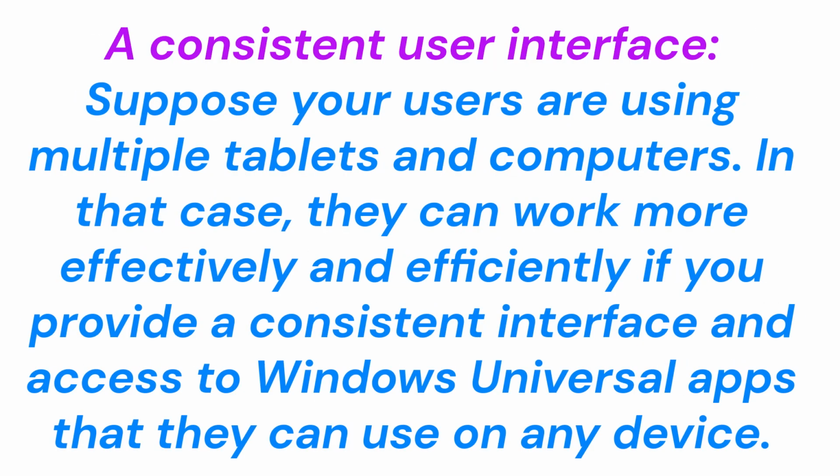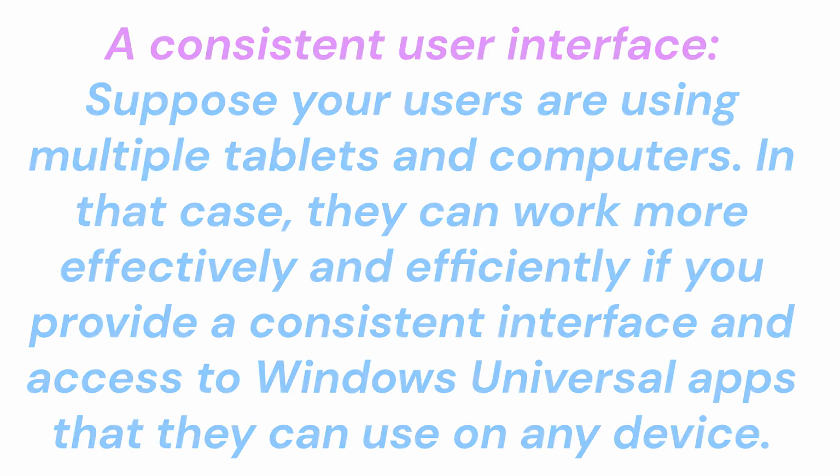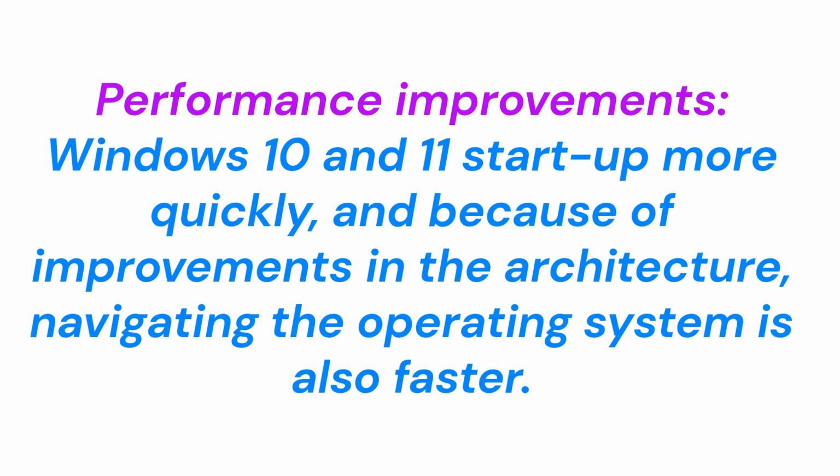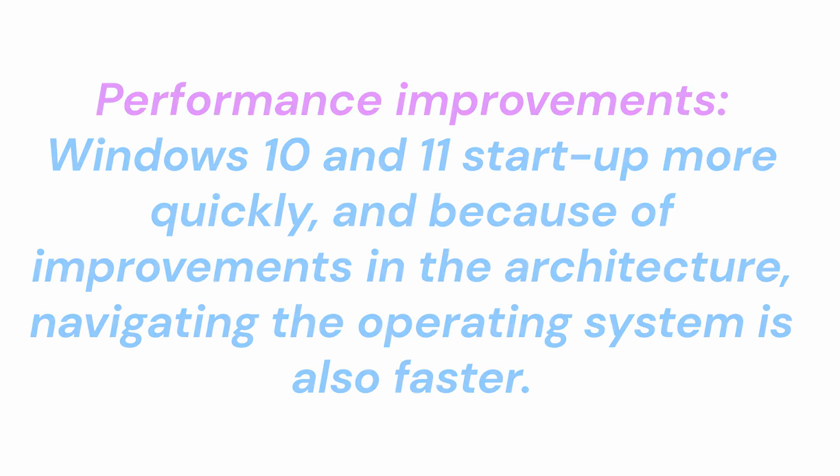A consistent user interface. Suppose your users are using multiple tablets and computers. In that case, they can work more effectively and efficiently if you provide a consistent interface and access to Windows Universal apps that they can use on any device. Performance improvements. Windows 10 and 11 start up more quickly, and because of improvements in the architecture, navigating the operating system is also faster.